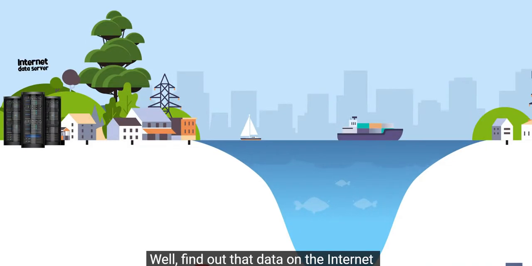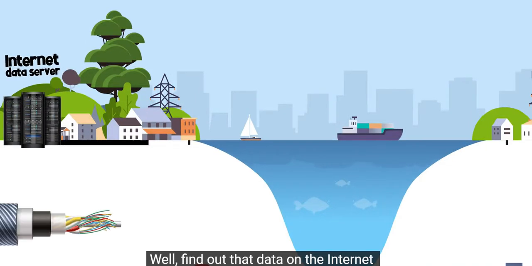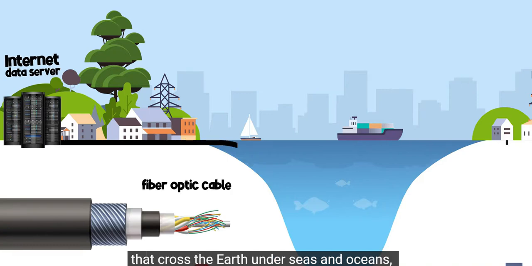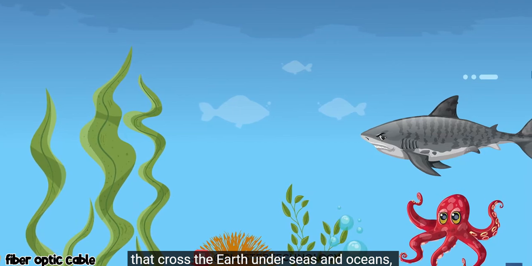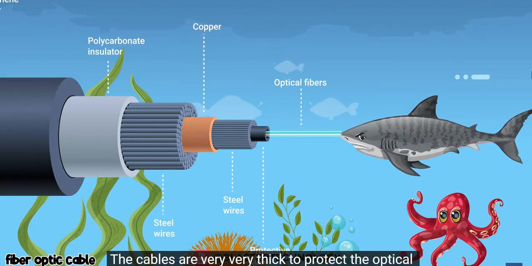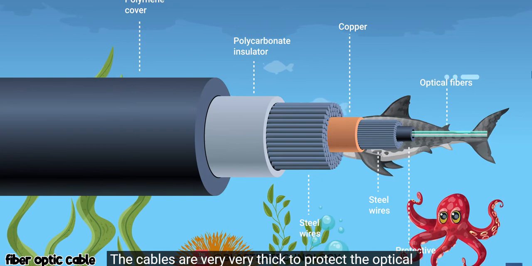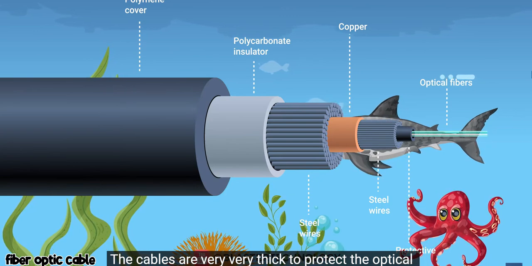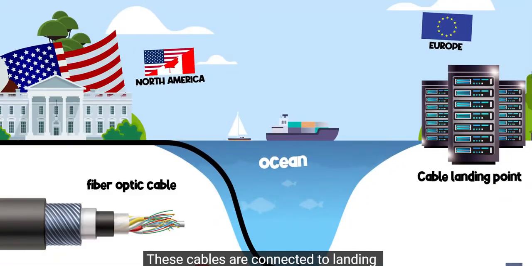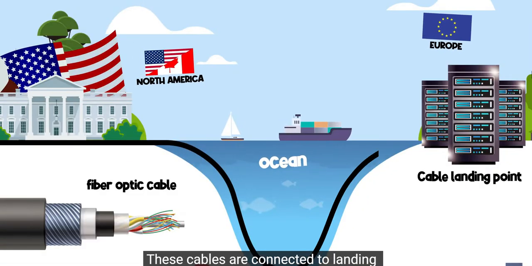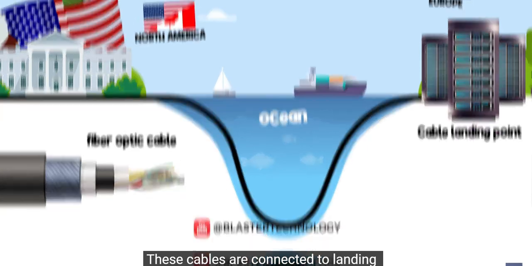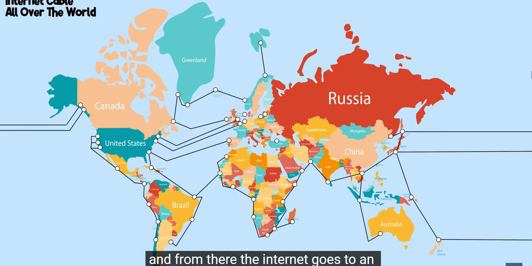Well, it turns out that the data on the internet circulates mostly through fiber optic cables that cross the earth under seas and oceans, among sharks and other strange creatures. The cables are very, very thick to protect the optical fiber inside, which is very fragile and sensitive. These cables are connected to landing stations located on the shores of the oceans, and from there the internet goes to an entire continent, forming a huge network.